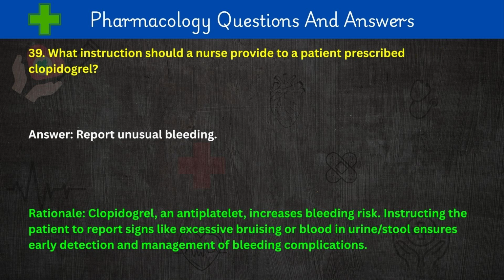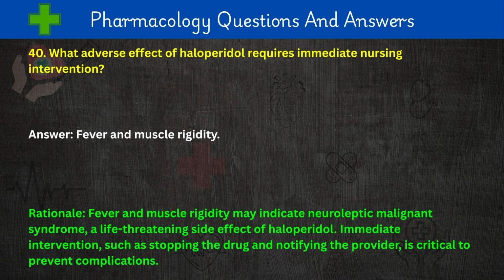39. What instructions should a nurse provide to a patient prescribed clopidogrel? Answer: report unusual bleeding. Rationale: clopidogrel, an antiplatelet, increases bleeding risk. Instructing the patient to report signs like excessive bruising or blood in urine/stool ensures early detection and management of bleeding complications.